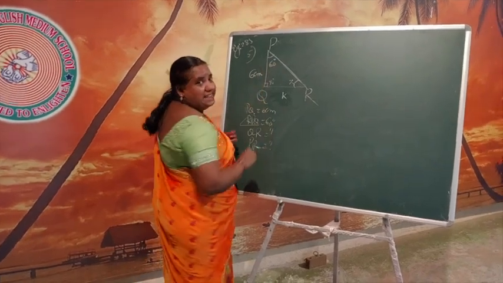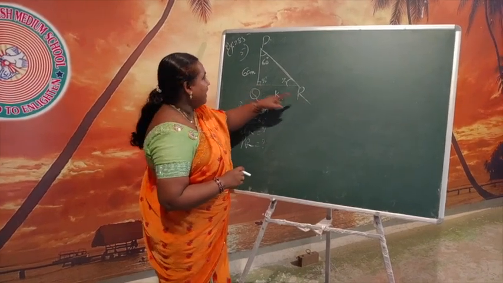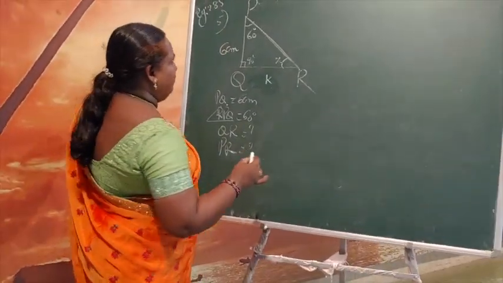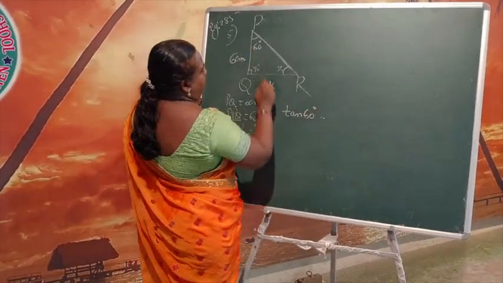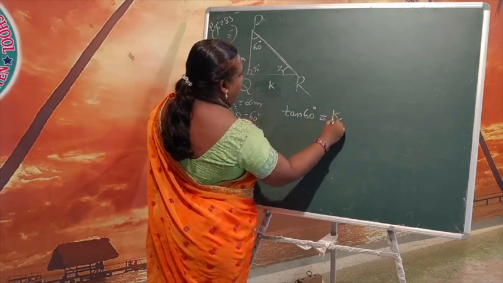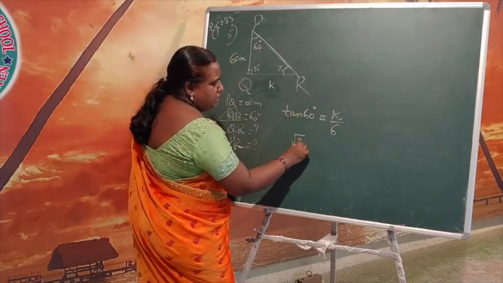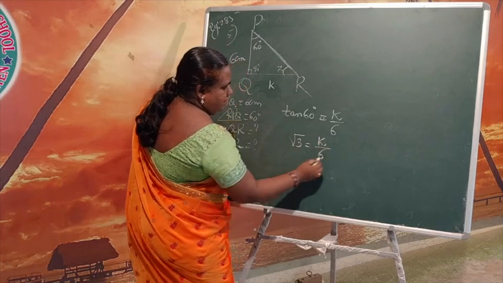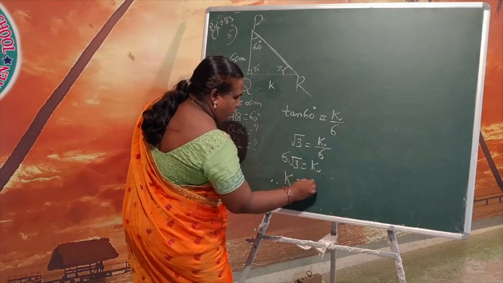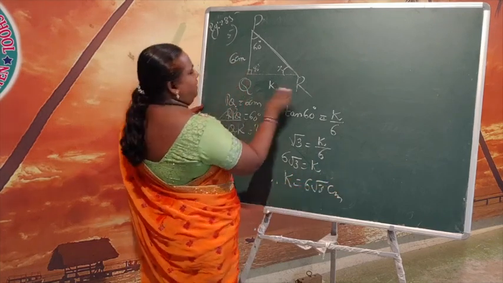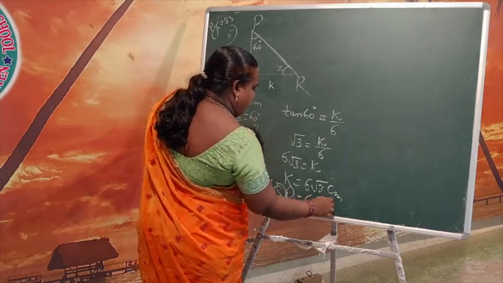See, I know angle 60 at P. Now what is the opposite side of 60? That is QR by PQ. If you take tan value, for example, tan 60 is equal to opposite side K by 6. For example, tan 60 is how much? Root 3, that is K by 6. That is 6 into root 3, cross multiplication. 6 root 3. Therefore, K is equal to 6 root 3 centimeters. K is nothing but QR. Therefore, QR is equal to 6 root 3 centimeters.